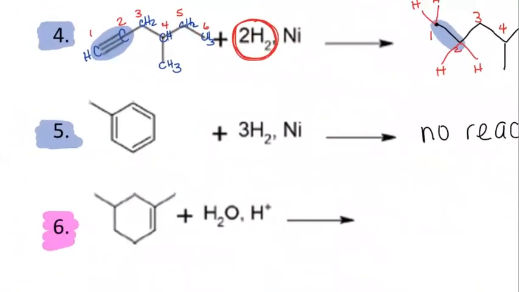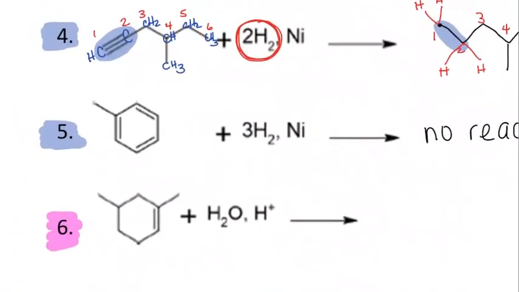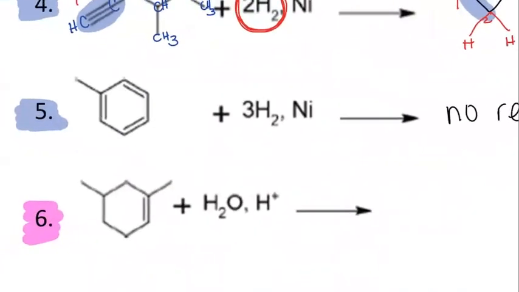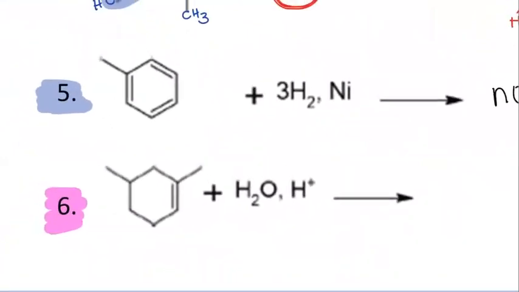Then let's move on to number 6. I'm going to give you 1 minute, because I know you guys can do this. You are capable. Look at that alkene, and under hydrogenation conditions, predict the structure of the alcohol that we're going to form. I'm going to give you 1 minute to draw the structure of the alcohol that we are going to form.